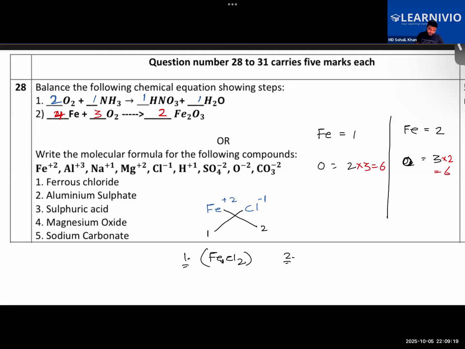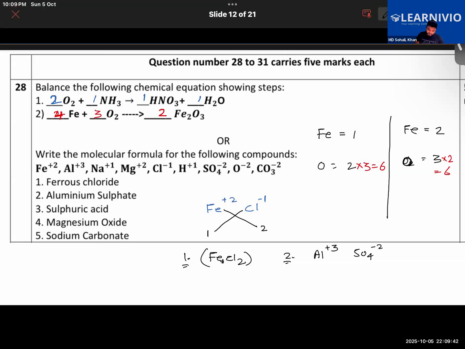Similarly, look at aluminum sulfate here. For aluminum, which radical are you going to use? Al plus 3. For sulfate, it is SO4 minus 2. Sulfate is SO4 minus 2. So you will do the crisscross method. Minus 2 will come here and plus 3 will come here.